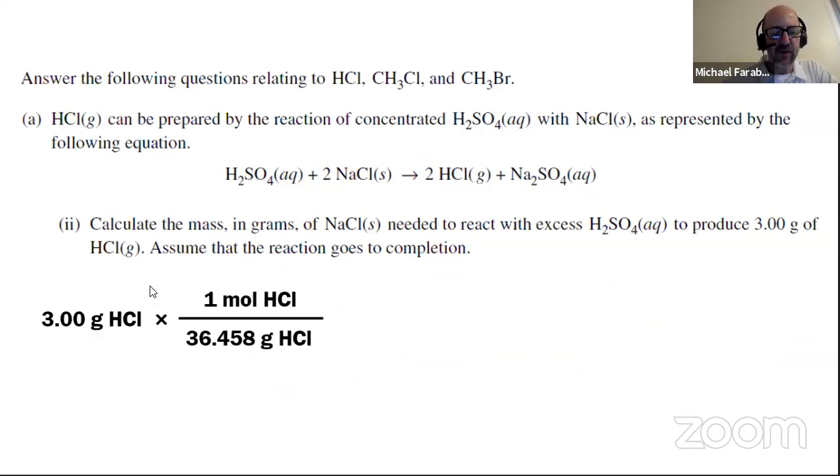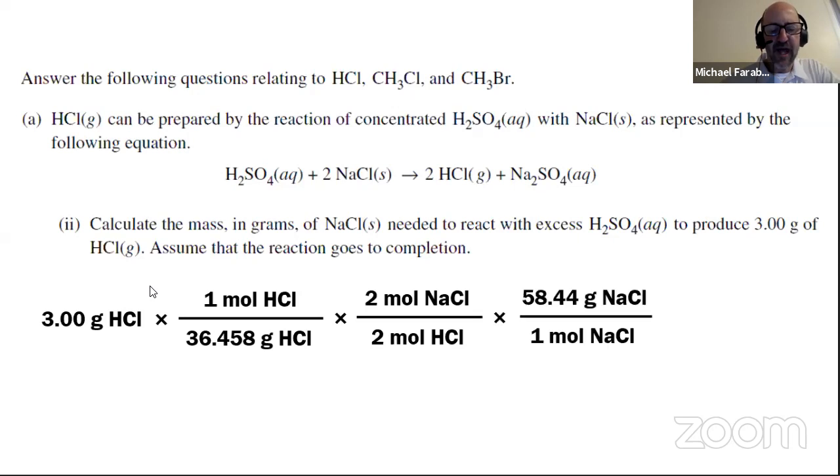that's how much HCl weighs. That would be hydrogen plus chlorine. So the atomic masses add together to give you 36.458. There's our 2-to-2 ratio from the balanced equation. And then sodium plus chlorine, the atomic masses add up to give you 58.44. So if you start with 3 divided by 36.458 times 2 divided by 2, that's obviously a ratio of 1, and then times 58.44. I'm going to round that off to 3 significant figures. 4.81 grams of sodium chloride is your answer.